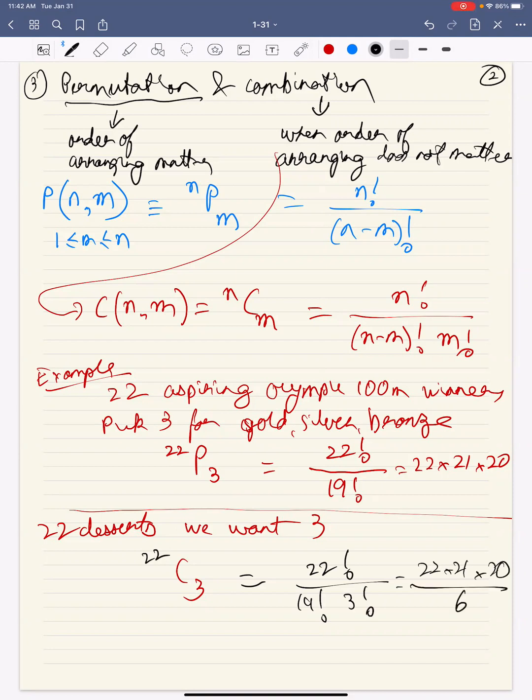So this permutation combination will show up a lot once we get to different types of statistics, whether particles are distinguishable or not distinguishable. This will start to matter hugely.